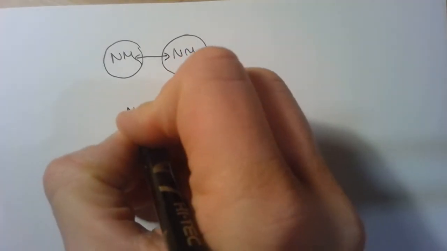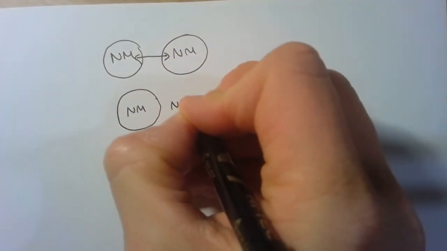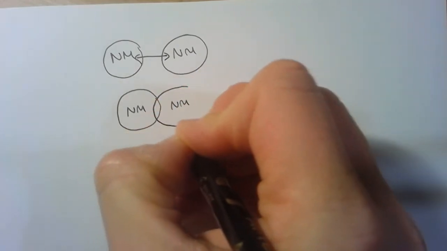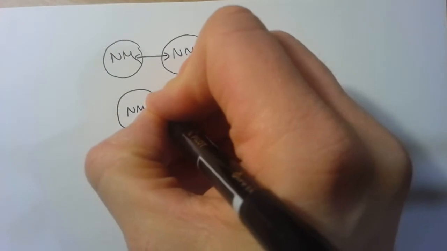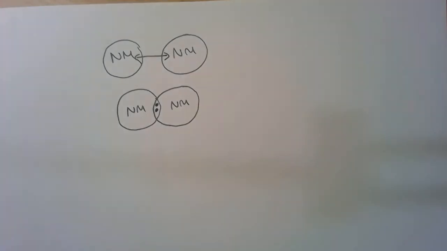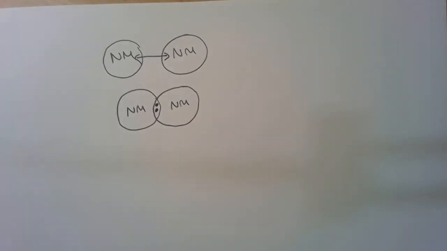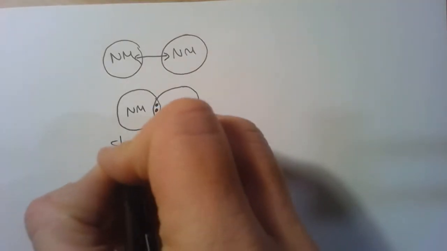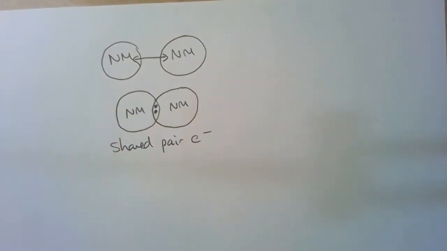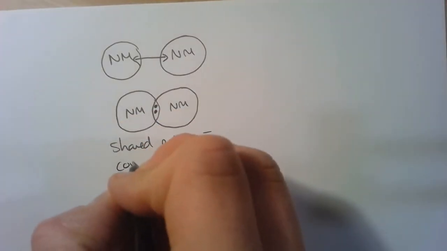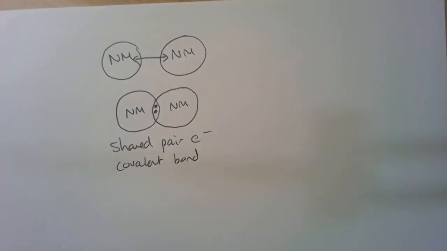And actually what happens is the outer electron shells for two or more non-metal atoms overlap. And a pair, or more than one pair, of electrons end up going in the overlap region between them. And this shared pair of electrons we call a covalent bond. So that's a shared pair of electrons.